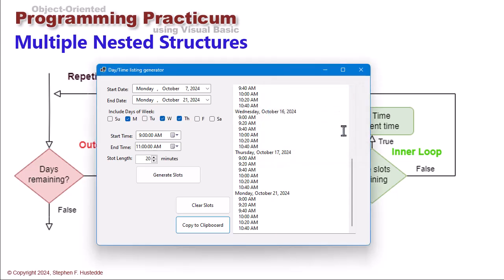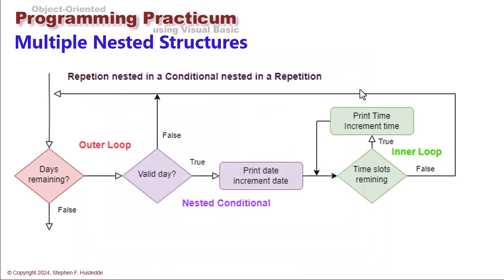document. Let's look at how this was generated, because this project uses a nested conditional inside a loop, and in that nested conditional is another loop. So we have a loop inside a conditional and that conditional inside the loop. Our outer loop is how many days are remaining. We're going through the days between the start date and the end date. We're asking, is it a valid day? Is it, in that case, a Monday, Wednesday, or Thursday? If it is, we're going to print the date. And then we're going to use a loop to print out the different time slots going between the starting time and the ending time with a step of the increment.